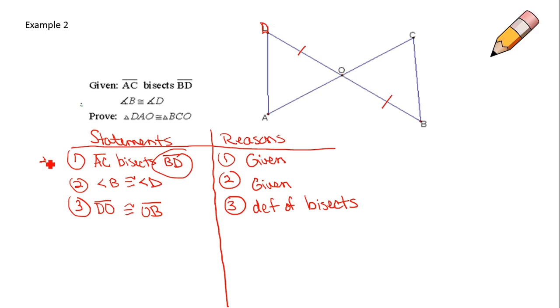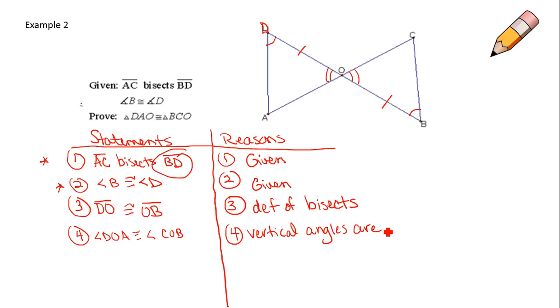Now we did something with this piece of given. Now what about the second piece of given? Angle B congruent to angle D. We didn't mark that, so let's go ahead and mark that. And that was just because it was given to us. Is there anything else in our picture that we know for certain would be congruent? Well, yeah, these are vertical angles right here, right? So we're going to go ahead and write that angle DOA is congruent to angle COB because vertical angles are congruent. They're vertical angles, so that means they're congruent.